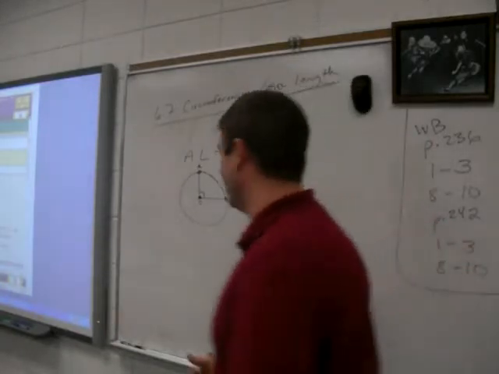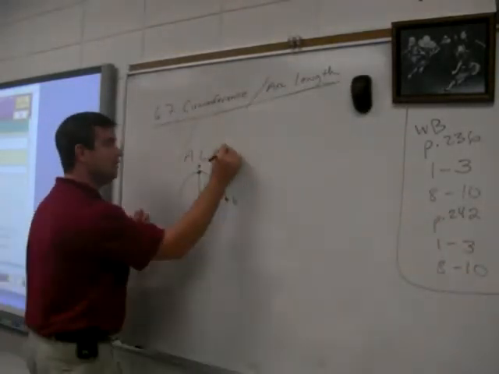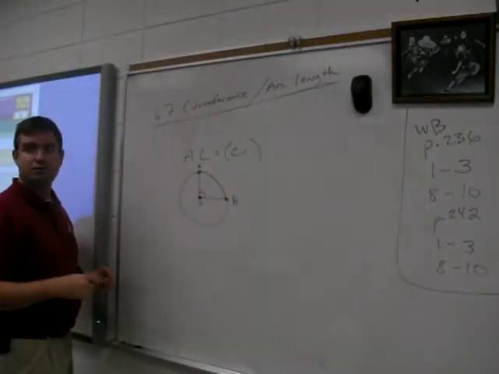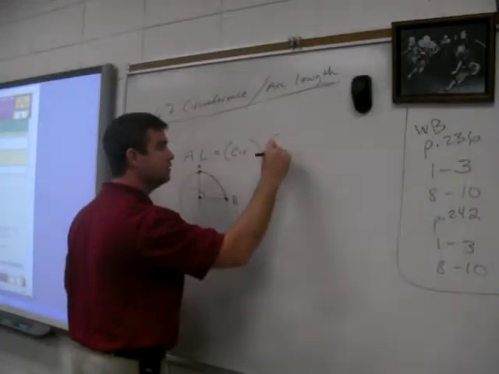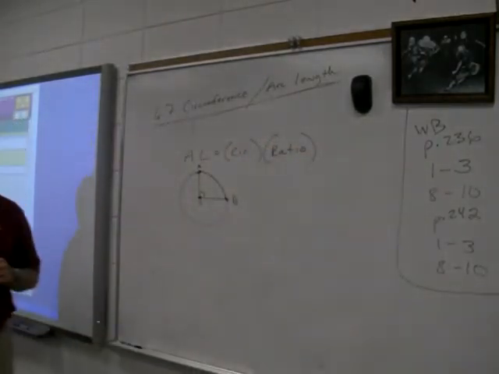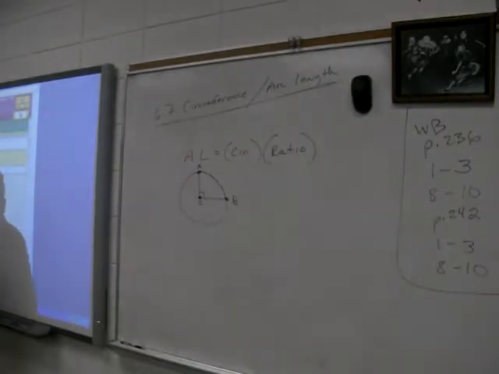How do we find arc length? Well, it's pretty easy. We're always going to do the circumference of the entire circle times a ratio. You need to write this down. The circumference of the circle times a ratio. If we can figure out the ratio and figure out the circumference, type it in our calculator, we get the right answer. I'm going to show you.